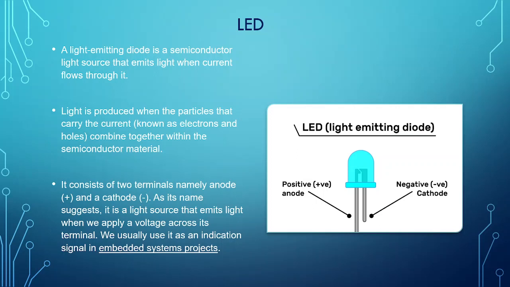Coming to the LED, we all know that LED means a light emitting diode, which is a semiconductor light source that emits light when current flows through it. Light is produced when the particles that carry the current, which are known as electrons and holes, combine together within the semiconductor material. As we can see in the diagram, it consists of two terminals, namely anode and cathode. As its name suggests, it is a light source that emits light when we apply a voltage across its terminals. We usually use it as an indication signal in embedded system projects.